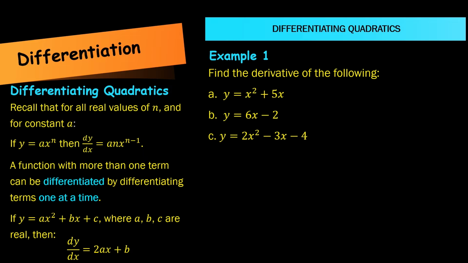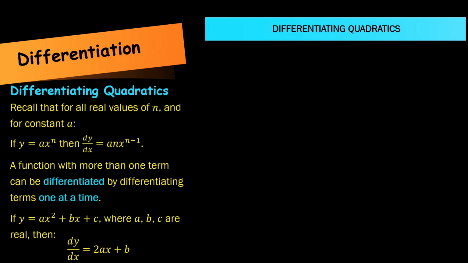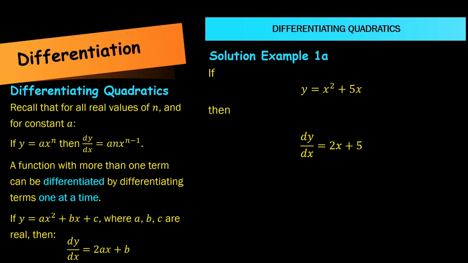Now pause the video and have a go at this example. Press play when you're ready to view the solutions. Now let's solve example 1a. We are required to find the derivative of y equals x squared plus 5x. We can use our formula for the quadratic. If y equals x squared plus 5x, then dy dx equals 2x plus 5.